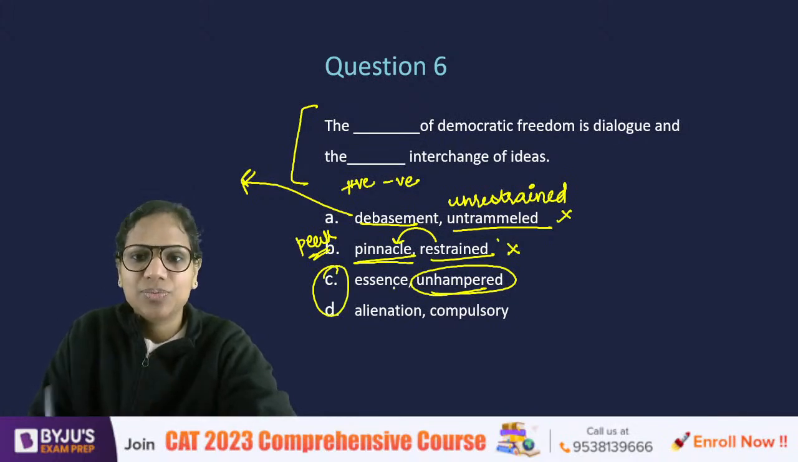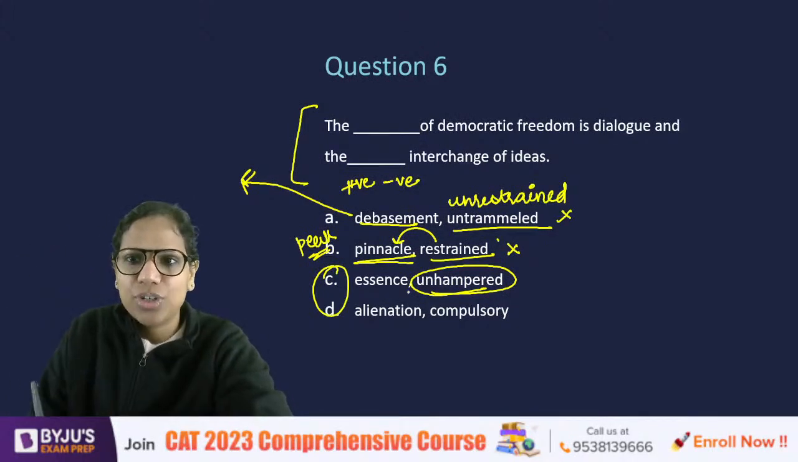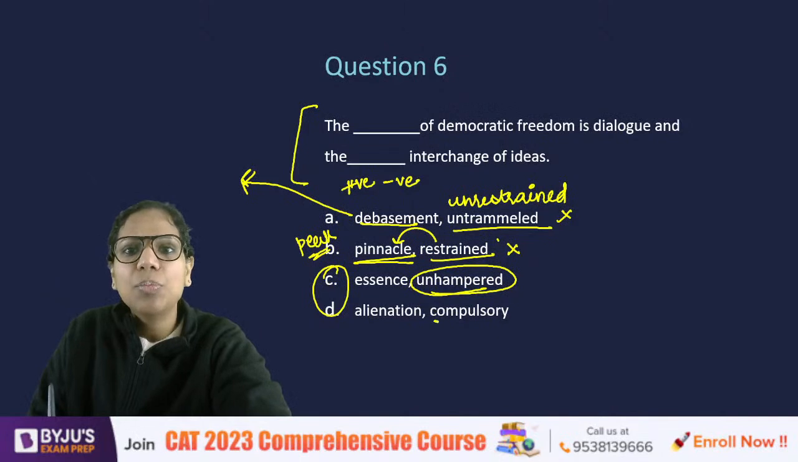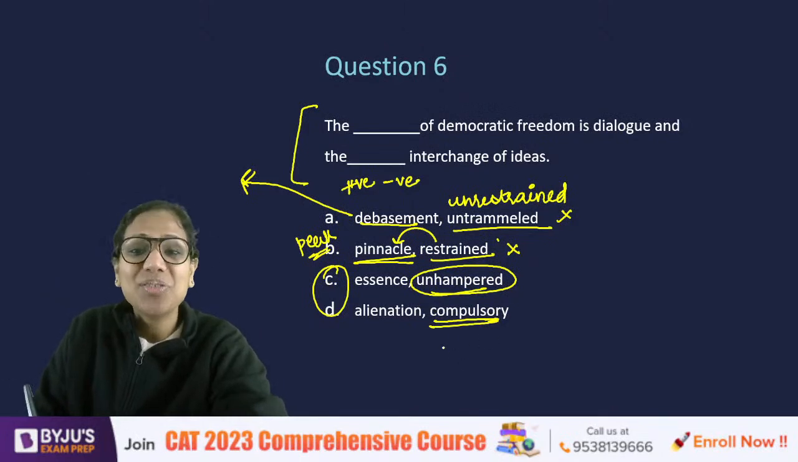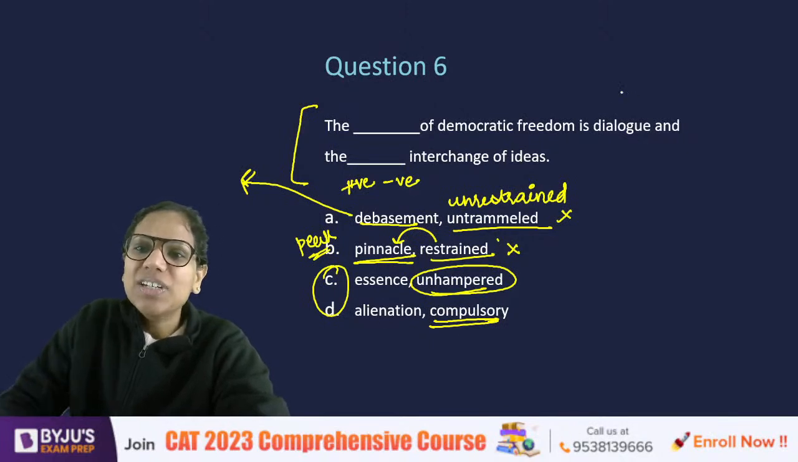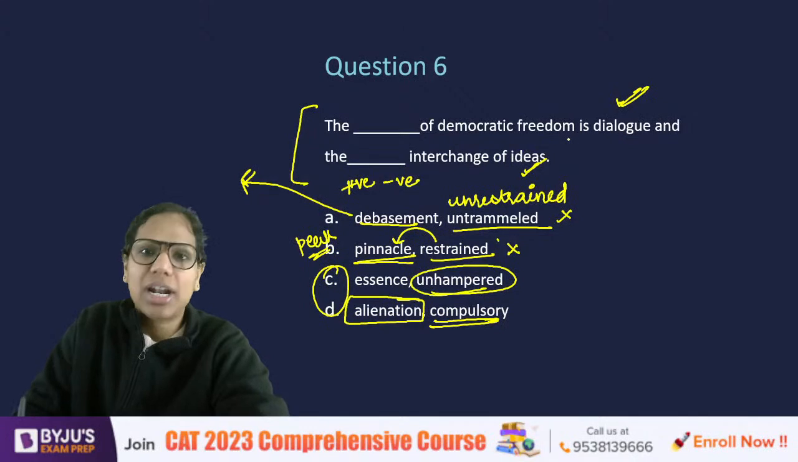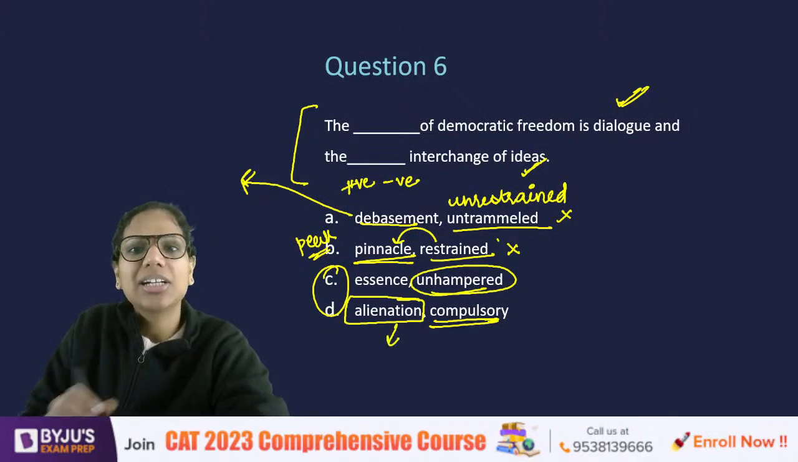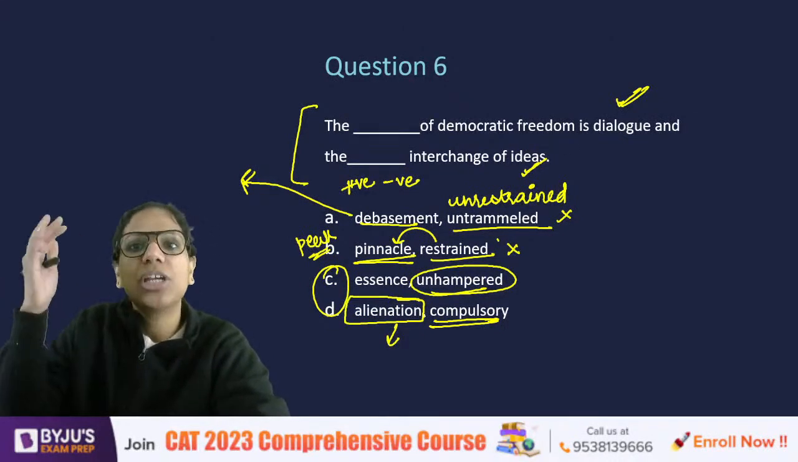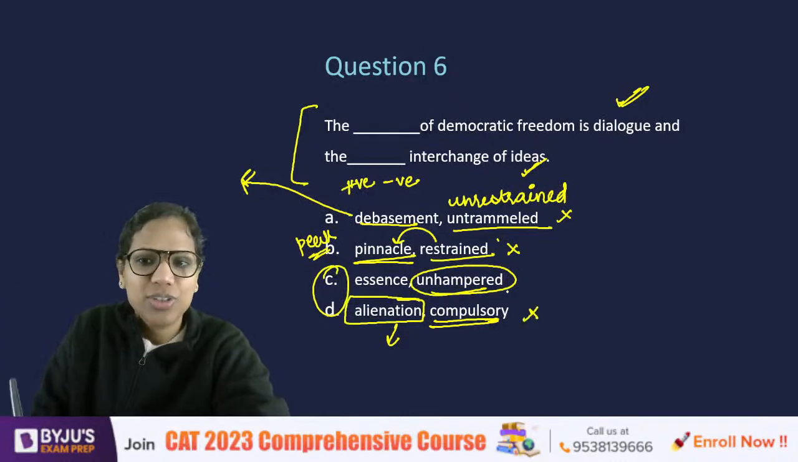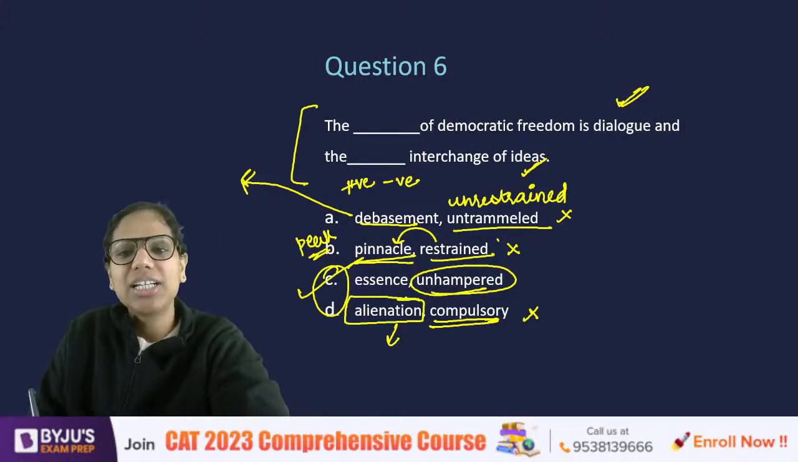Between C and D. The alienation of democratic freedom is dialogue and compulsory interchange of ideas. Here we are making interchange of ideas mandatory. So if dialogue is still happening, if ideas are still being interchanged, although in a mandatory manner, it will not lead to a complete alienation of democratic freedom. Alienation means that democratic freedom is no longer there at all. It has become alien to you. So even this does not fit. Absolutely correct. C is the answer.